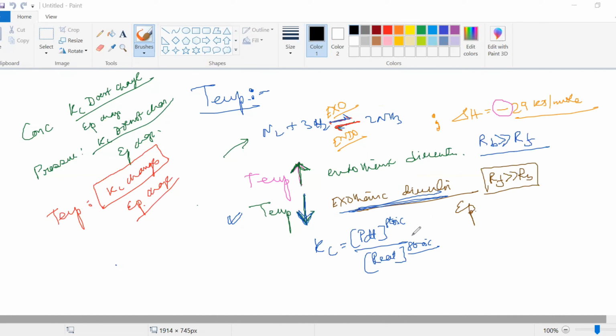So this numerator will increase. And the Kc value will decrease or increase? Sana, will Kc value decrease or increase? If the concentration of the product is increasing because the reaction moves to the forward direction, the concentration of the product will increase. So the Kc value will increase. Is it clear? Did you get this thing?